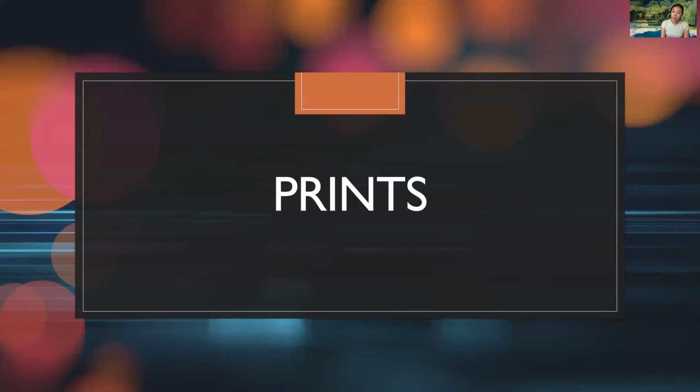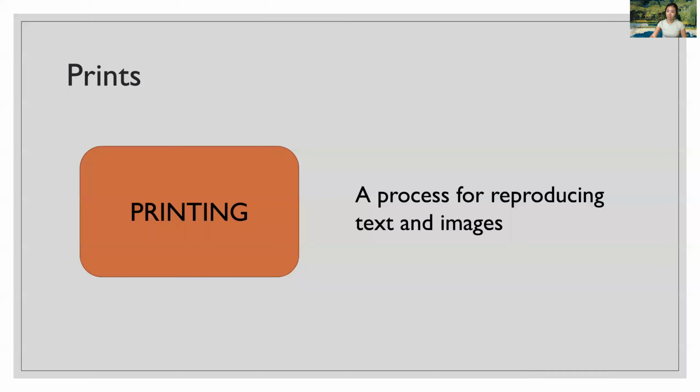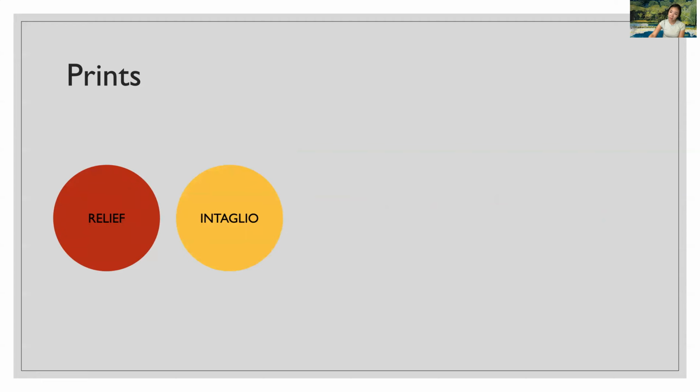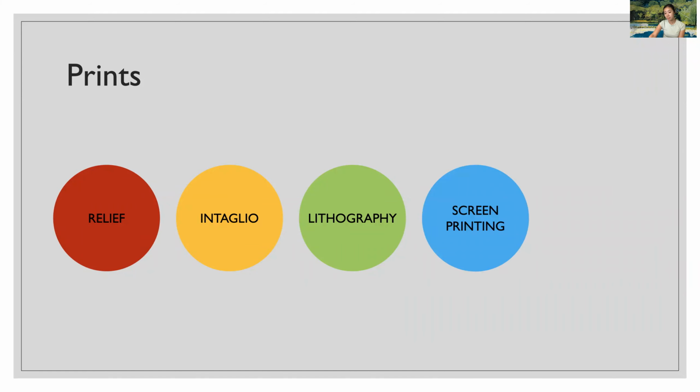Hi everyone. In this video, we are going to see printmaking as a two-dimensional media. Printing is a process for reproducing text and images using a master form or template. There are 5 big printing techniques: relief, intaglio, lithography, screen printing, and digital inkjet.